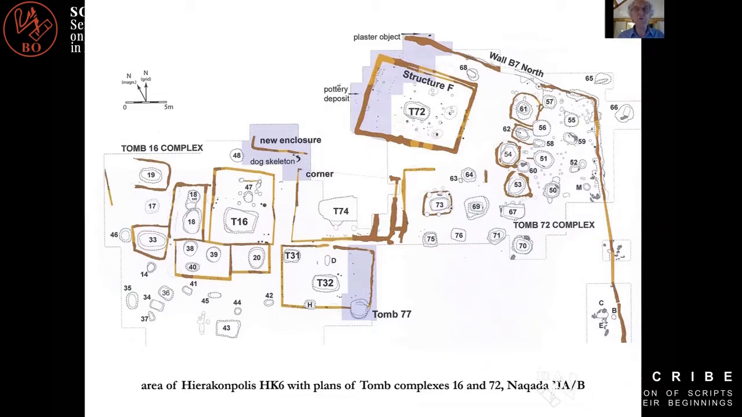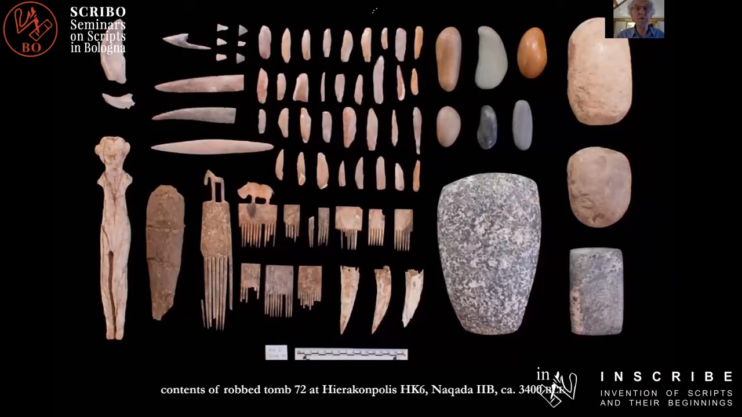This cemetery, which is called HK6, as it says at the bottom, is the elite cemetery of the Naqada II period. And it seems to have expanded from bottom left on this plan towards the upper right. Complex 16, with T16 in the center, is older. And then T72, upper right, is a very high elite burial, perhaps of a ruler of a generation or two later. The tomb was robbed, as almost all Egyptian tombs are, but there is still a very impressive inventory from this tomb, and here it is.